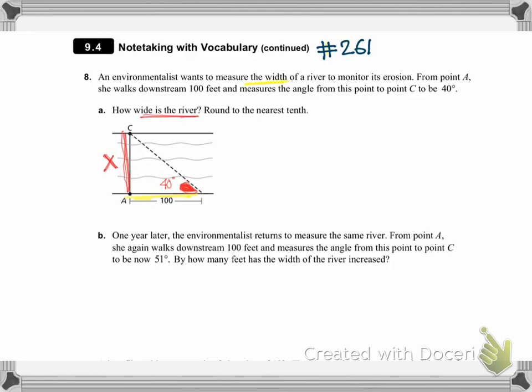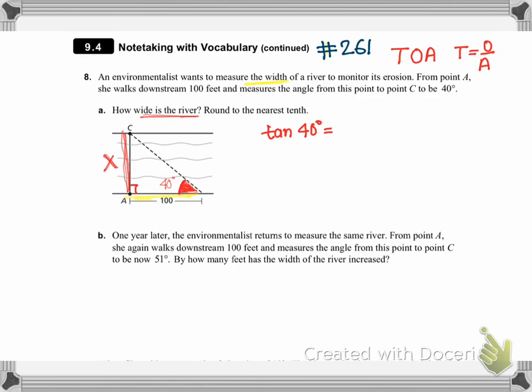Let's move to the problem. I know the legs. If this is a right triangle, one leg is 100, the other is x, and the angle is given, 40 degrees. So we can use the tangent ratio here. Just for a review, for tangent we remember the expression TOA: the tangent ratio is opposite leg over adjacent leg.